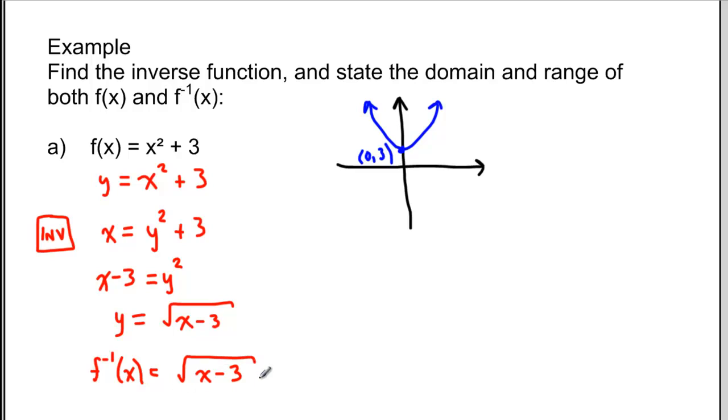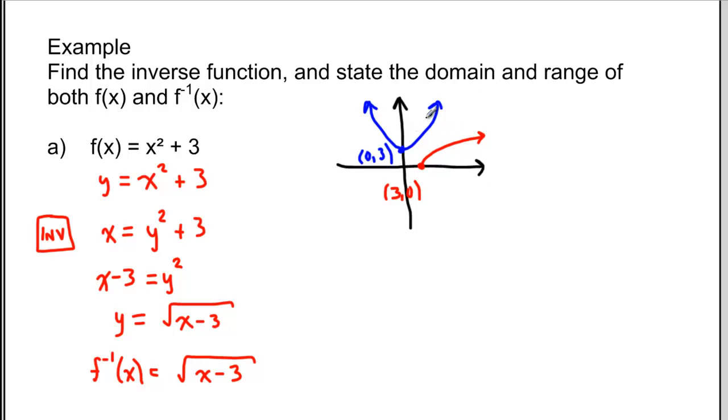Okay, so what does this inverse function look like? Well, it's the radical function, but x has moved right 3, which means all my x values have moved right 3. So instead of starting at 0, 0, I'm actually starting 3 over, and now my function moves up like this. Okay, so this is at the point 3, 0. And that's this function right here.